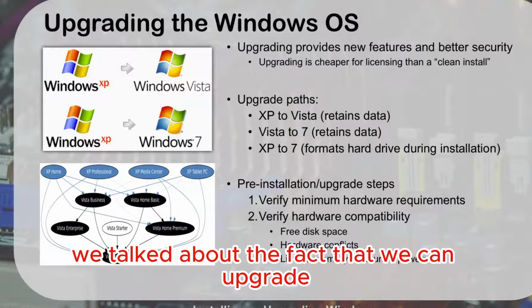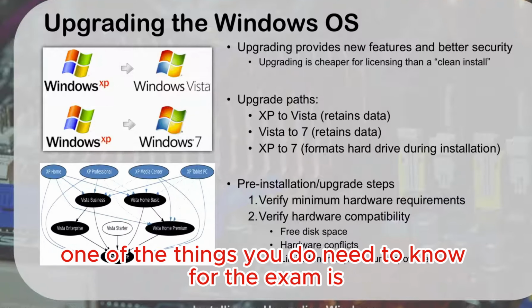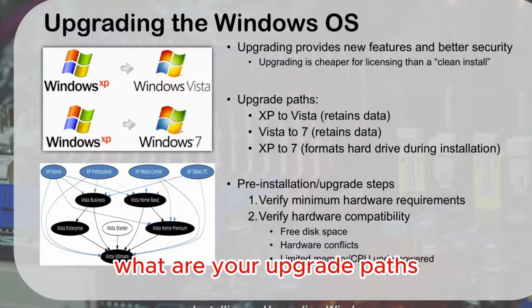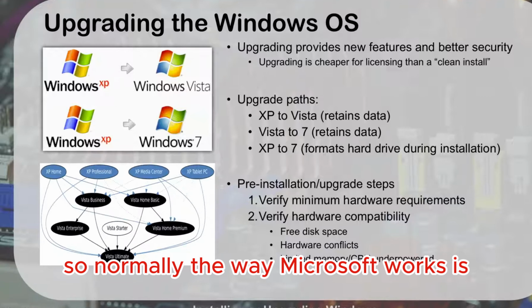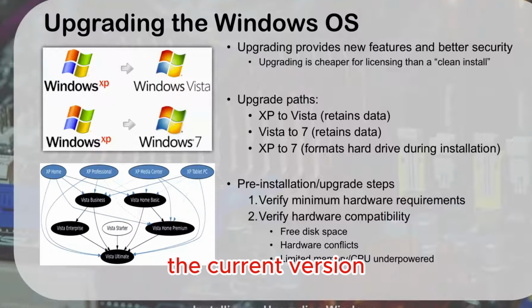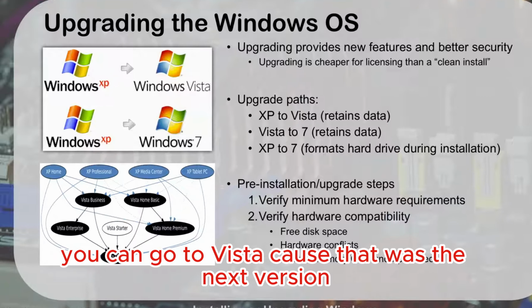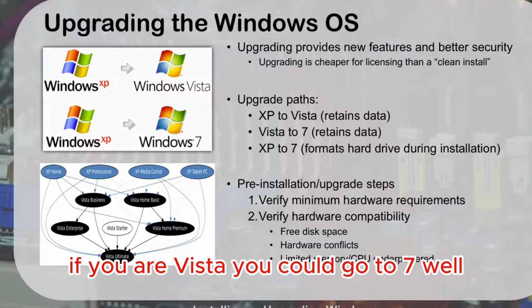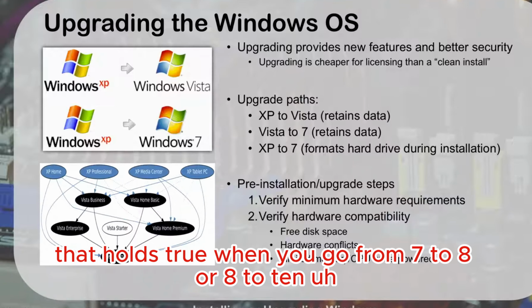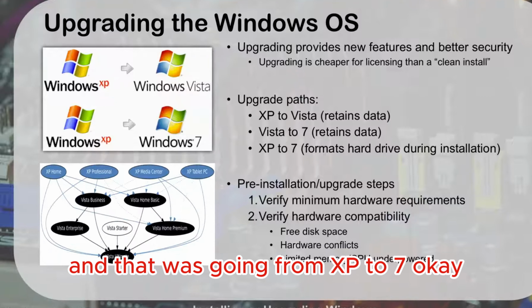So upgrade. We talked about the fact that we can upgrade or we can do a clean install. One of the things you do need to know for the exam is what your upgrade paths are. Normally the way Microsoft works is you can only upgrade from the last version to the current version. So if you're going from XP, you can go to Vista because that was the next version. If you were on Vista, you could go to 7. Well, that holds true when you go from 7 to 8 or 8 to 10. But there was one exception, and that was going from XP to 7.